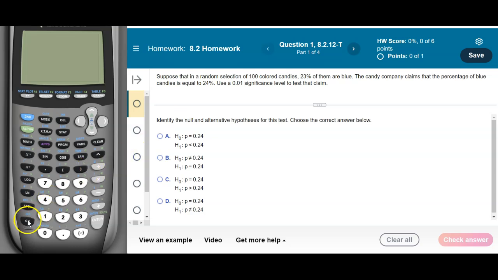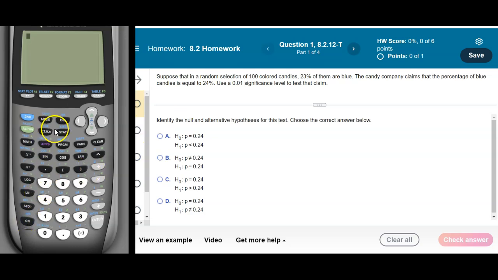Now once I have that determined, I'm going to go to Stat, over to the Test menu, and then a one prop z-test is what we want here. Prop standing for proportion. So one prop z-test, hit enter. Alright, it wants to know what's the claim value. The candy company claims the percentage is equal to 24. So that's the 0.24.